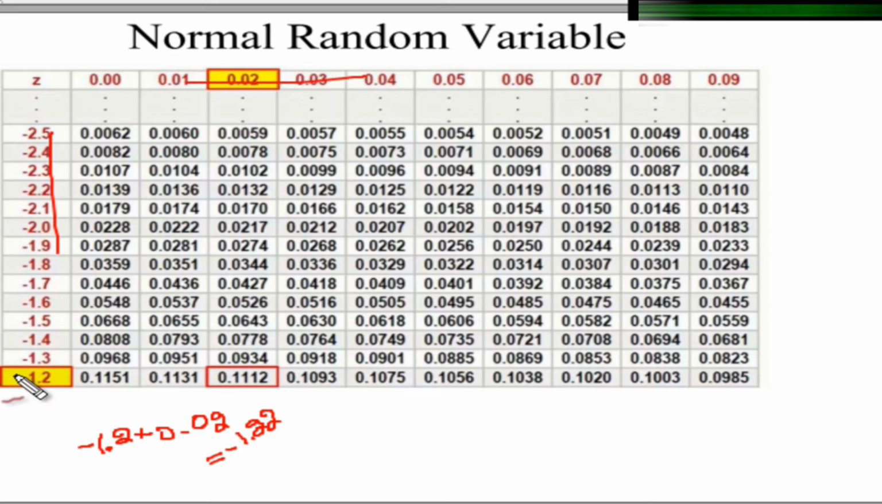These are the pre-written values. You know the value minus 1.2, and you have to find the other decimal point, so that when you add this value with that value, you get minus 1.22, which is the z value which you have found earlier. So by seeing this row and this column, you will see that the value you will get is 0.1112. Okay, this is the required value which you will get from the table.